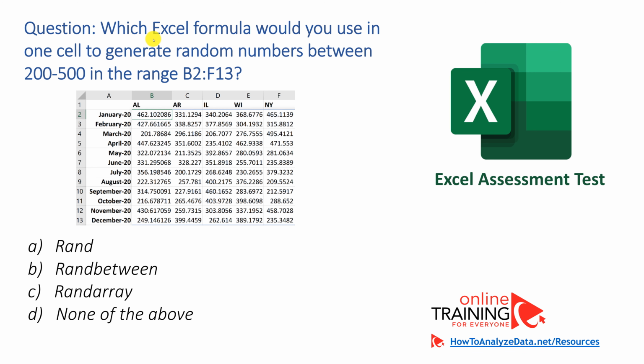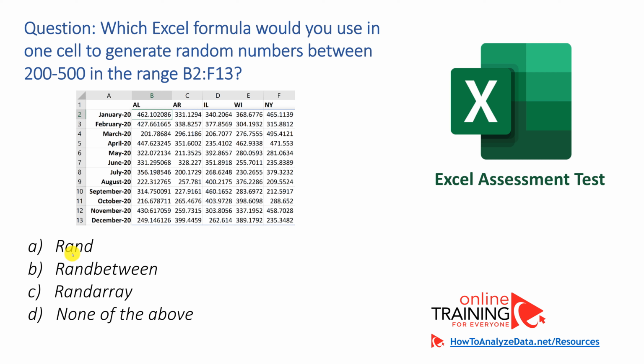Let's look at the question, which Excel formula would you use in one cell to generate random numbers between 200 and 500 in the range between B2 and F13. And it shows you a sample of the random values, which has values after the decimal point, and the range we're looking at between B2 and F13 populated with the numbers in the predefined range. And there are 4 choices.